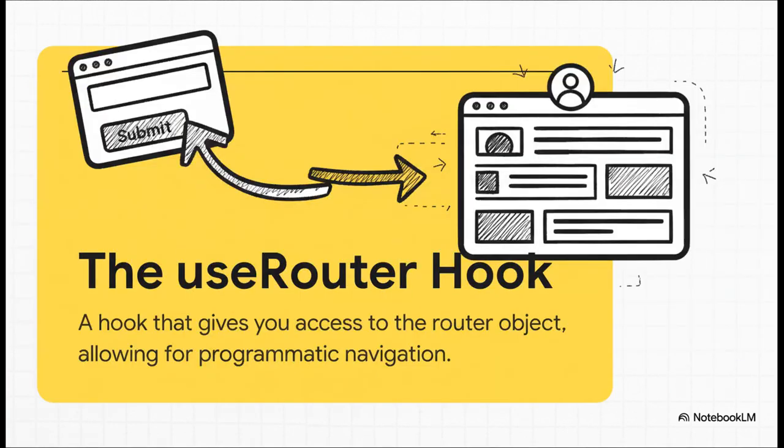And for navigating based on user actions, we've got another essential tool, the useRouter hook. This gives you direct programmatic control over the router itself. It's absolutely perfect for situations where navigation depends on some kind of logic, like a user clicking a submit button and then you redirecting them.